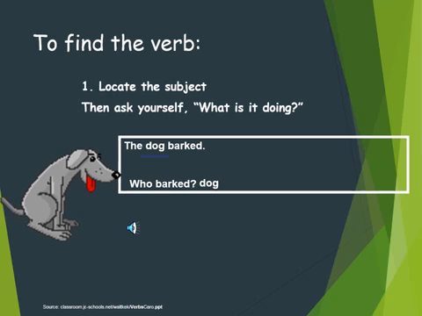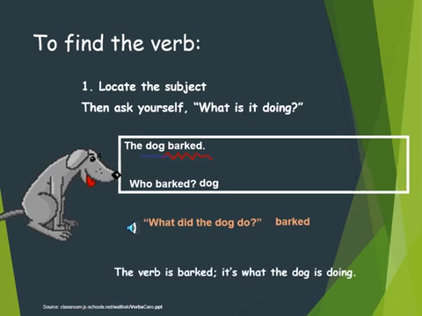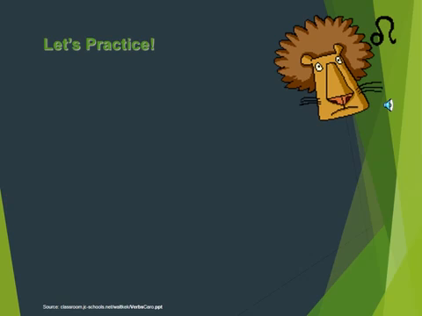So dog is the blue underlined part. What did the dog do? It barked. So again, that's our verb. So just by using this question, you can help narrow down what the actual verb is in a sentence. So the verb is barked and it's what the dog is doing. Good doggy. All right, let's do another one.